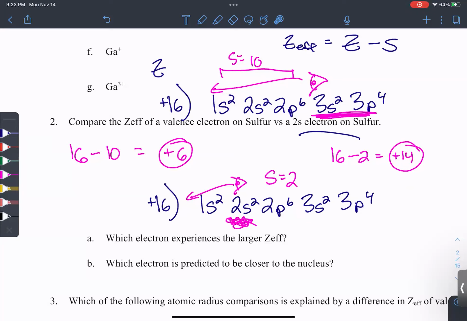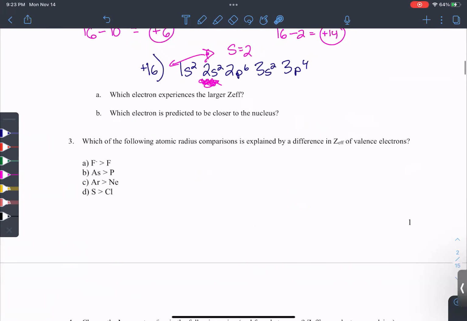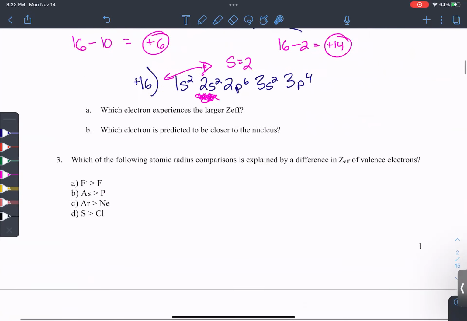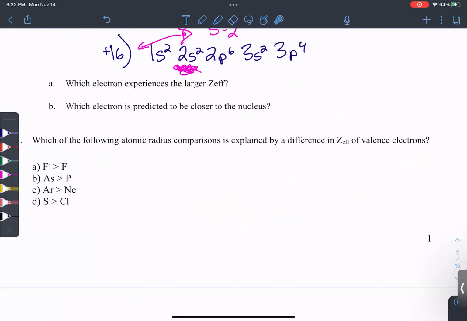All right, so now with that in mind, Z effective. Oh, let's do this one. Let's do 3. Which of the following atomic radius comparisons is explained by a difference in Z effective of valence electrons? Because essentially what you're doing when you're predicting size of atoms, you're looking at N, you're looking at effective nuclear charge if N is the same. You're looking at ions like added or removed electron repulsions with those. So all of these options are correct.